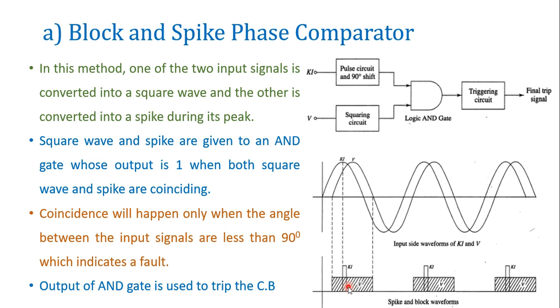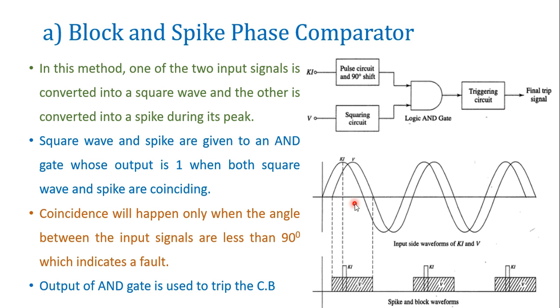For the AND logic gate, the output will be present only if both signals are there. So output will be there when V and K are both there. The coincidence will happen only when the angle between the input signals is less than 90 degrees, which indicates the fault. The output of the AND gate is used to trip the circuit breaker.